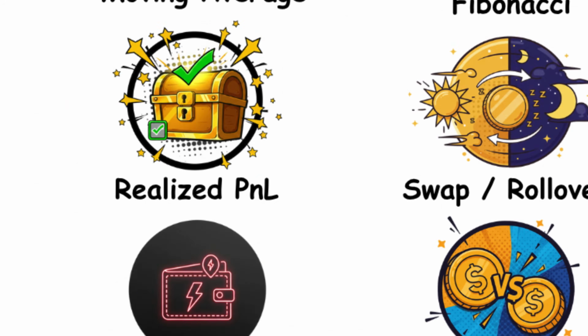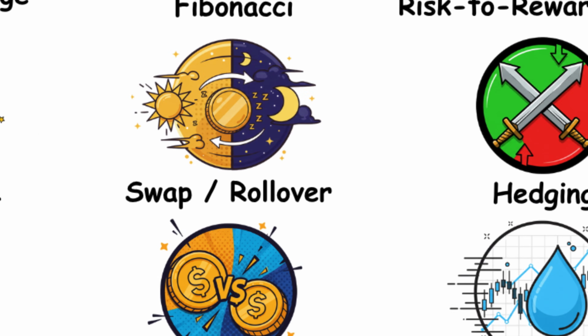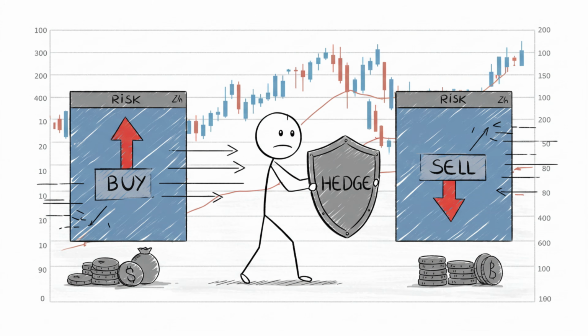Realized P&L. Profit or loss that becomes final after closing a trade. Swap/rollover. Interest paid or earned for holding a position overnight, based on the currency pair and direction. Hedging. Opening a second position to offset risk in your current trade. A common risk management method.